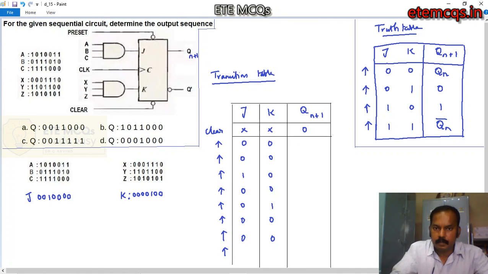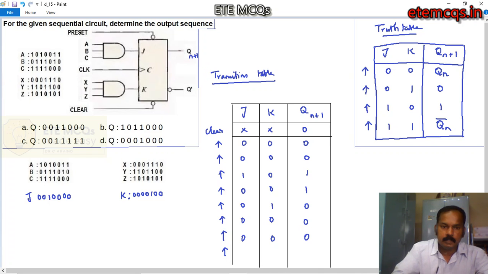The J sequence is 0, 0, 1, 0, 0. Now for 0 and 0, you can notice that when J is 0 and K is 0, from the truth table, the previous output is preserved. So Qn plus 1 remains 0. Again for 0 and 0, it remains 0. When J is 1, K is 0, the output becomes 1. For 0 and 0, the previous output is maintained. For 0, 1, the output becomes 0 because K is 1 and J is 0. For 0 and 0, the previous output is maintained.